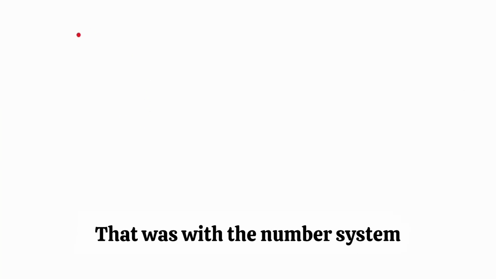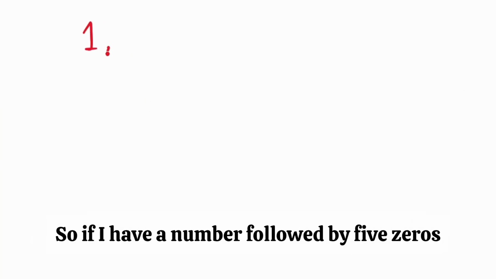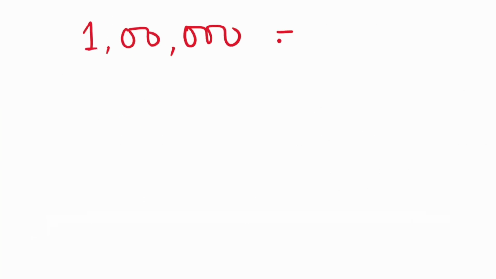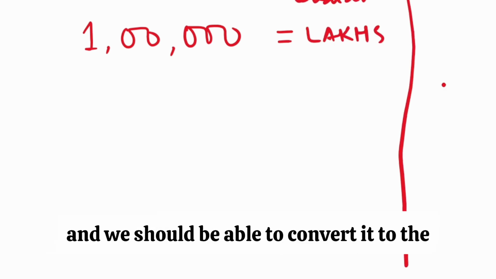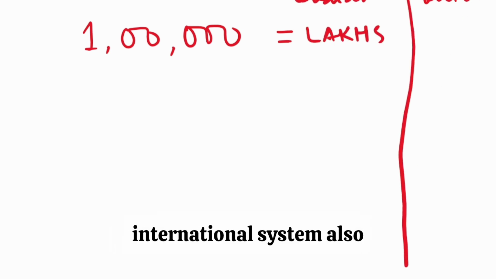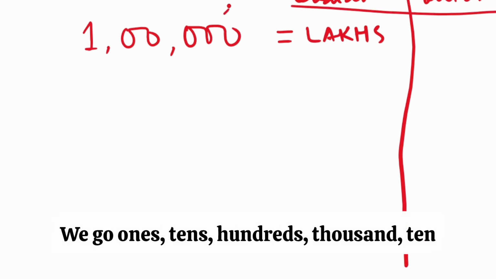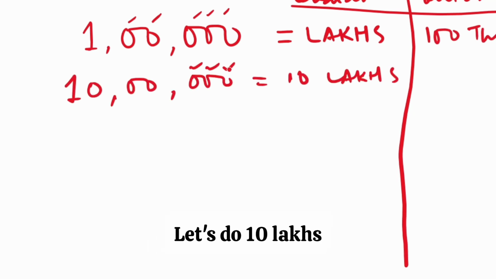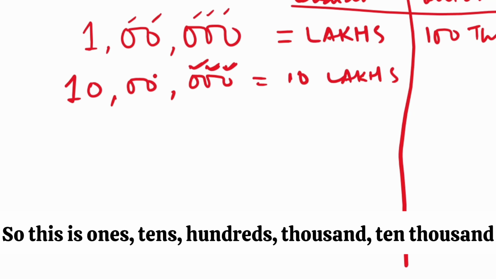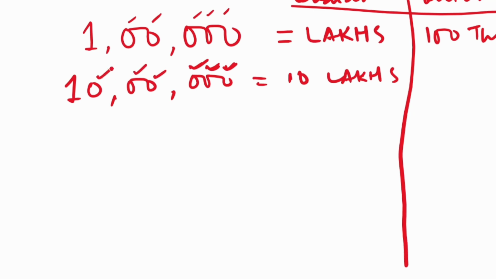That was with the number system. So if I have a number followed by 5 zeros, we know that this is equal to lakhs as per the Indian system, and we should be able to convert it to the international system also. How do we do that? We go ones, tens, hundreds, 1,000, 10,000, 100,000. So this becomes 100,000 as per the international system. Let's do 10 lakhs. So this is ones, tens, hundreds, 1,000, 10,000, 100,000.